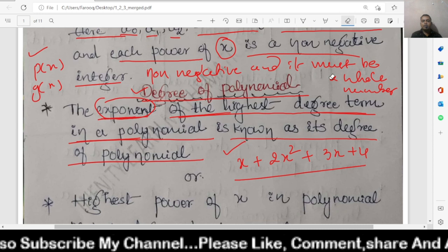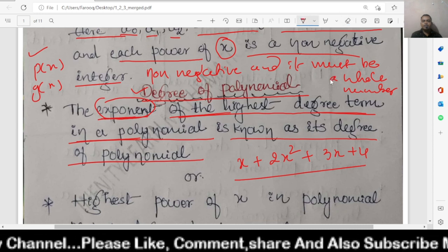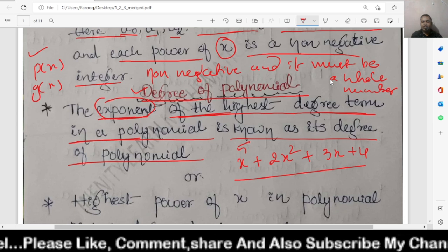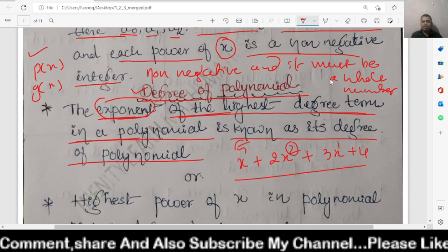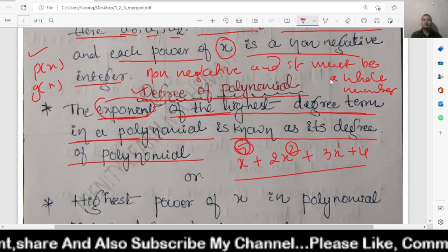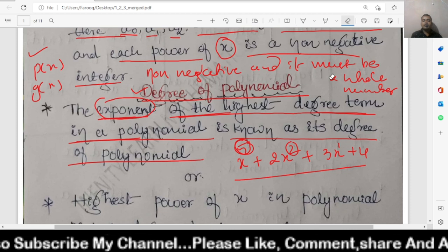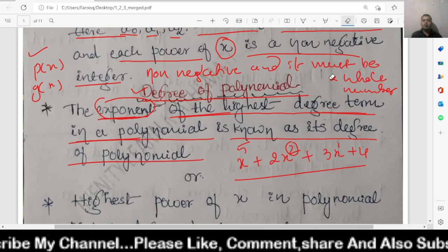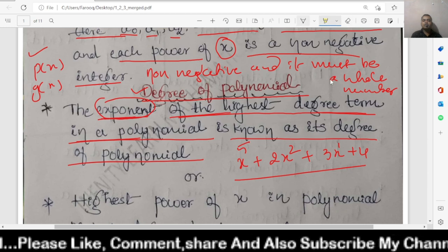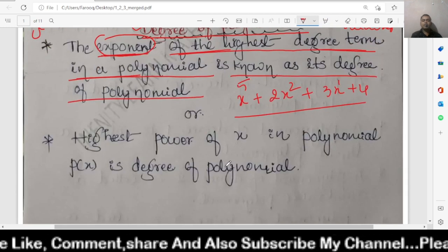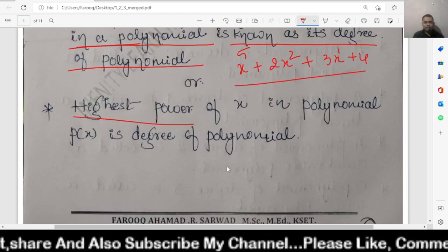Suppose it is 5. In this polynomial, see the variable here. Here power is 1, here 2, and here 5. This highest power is called the degree of the polynomial. And remember one more thing, the exponent must always be a whole number. Then it is said to be a polynomial.